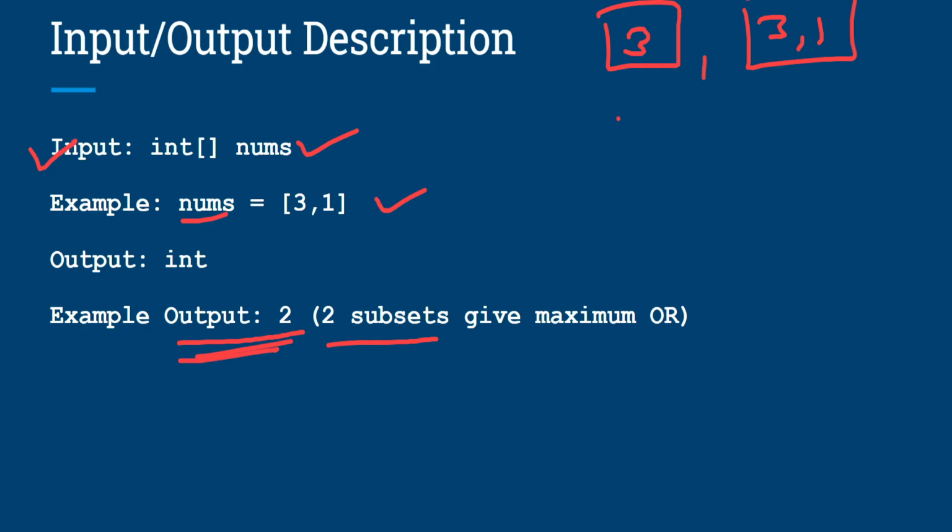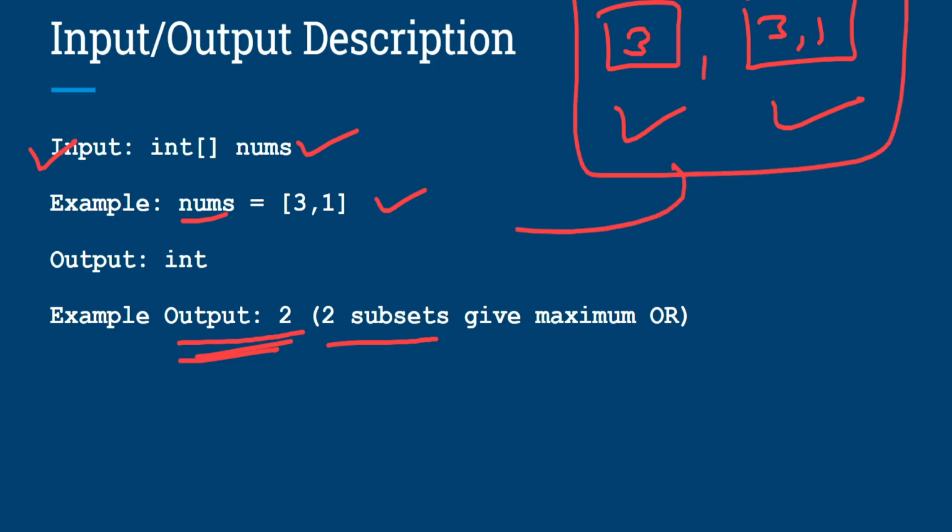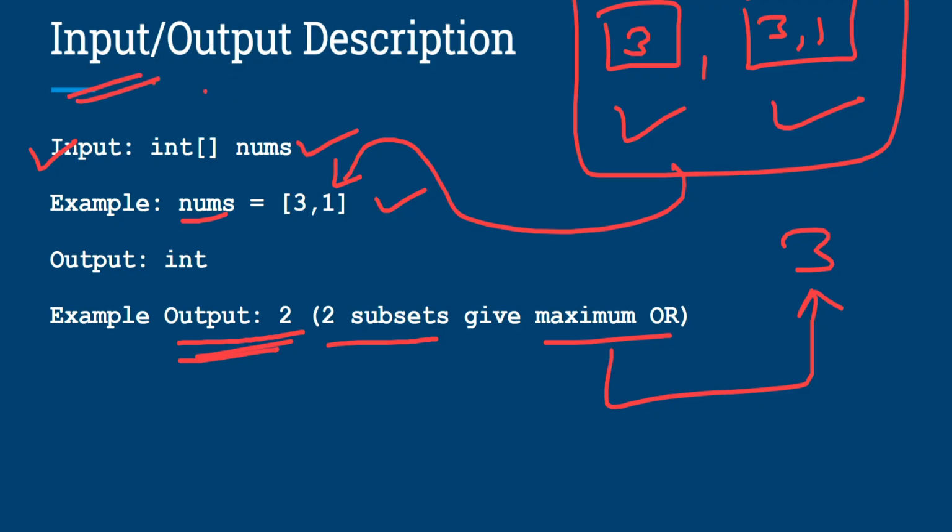What are the subsets? 3 and 3 1, can we say that? Both are subsets of the original array 3 1, and both produce the maximum value 3. What is the maximum OR? Maximum OR is 3. Who is generating it? This subset and this subset. So this is the input and output we have been given.